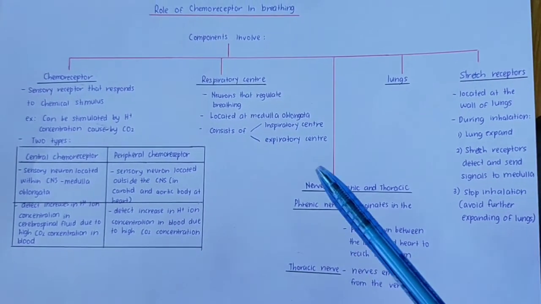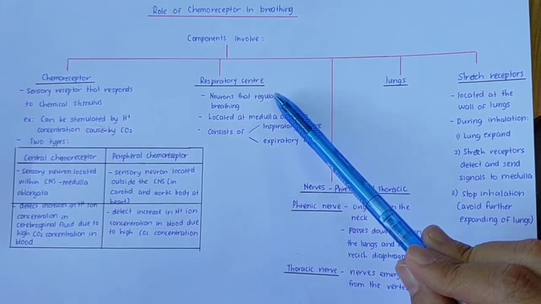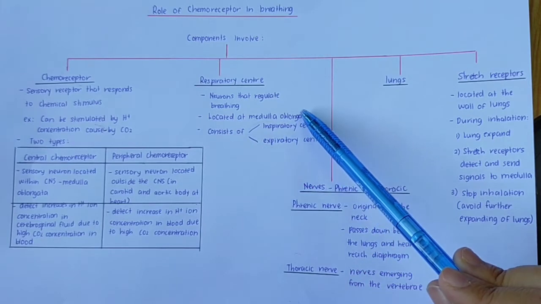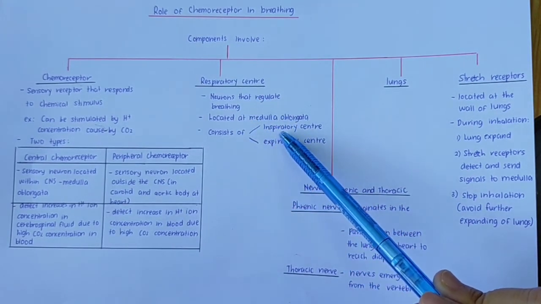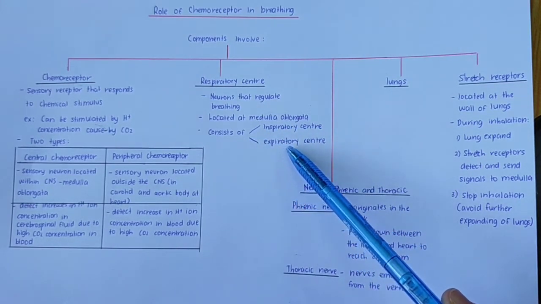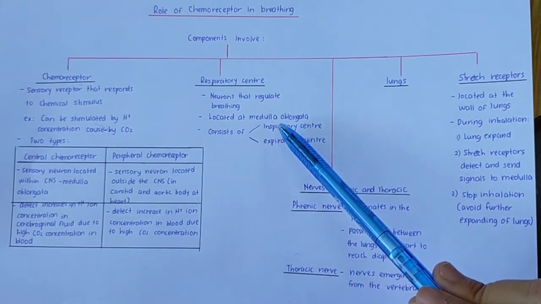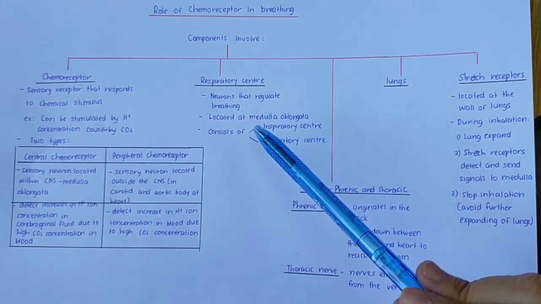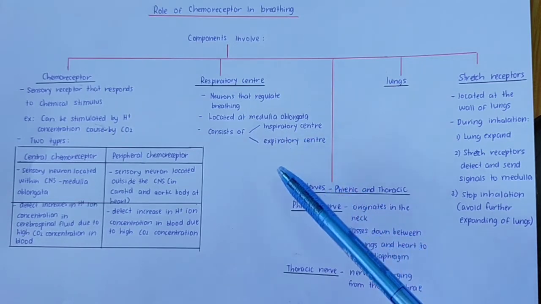Next component is the respiratory center. What is respiratory center? It is the neuron that regulates breathing, and it is located at the medulla oblongata. The respiratory center consists of the inspiratory center that controls inhalation, and the expiratory center that controls expiration. The inspiratory center controls inhalation or inspiration, but the expiratory center controls exhalation or expiration.